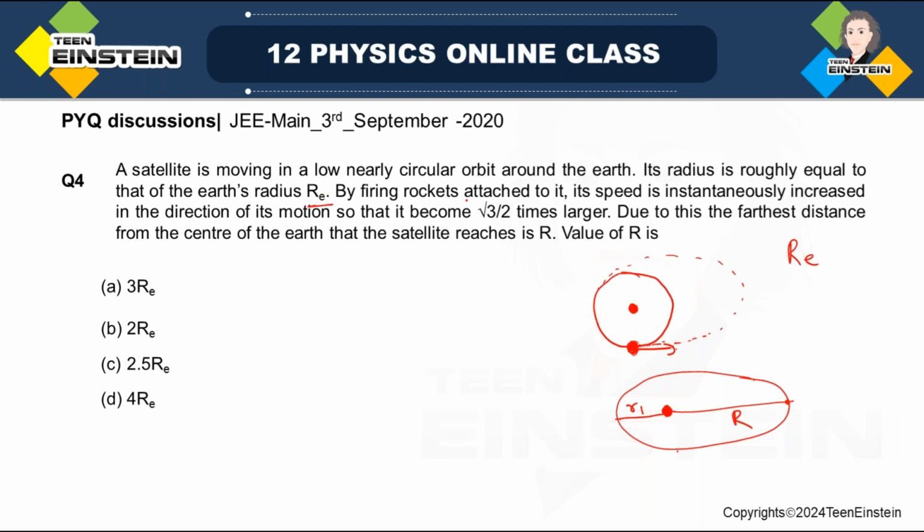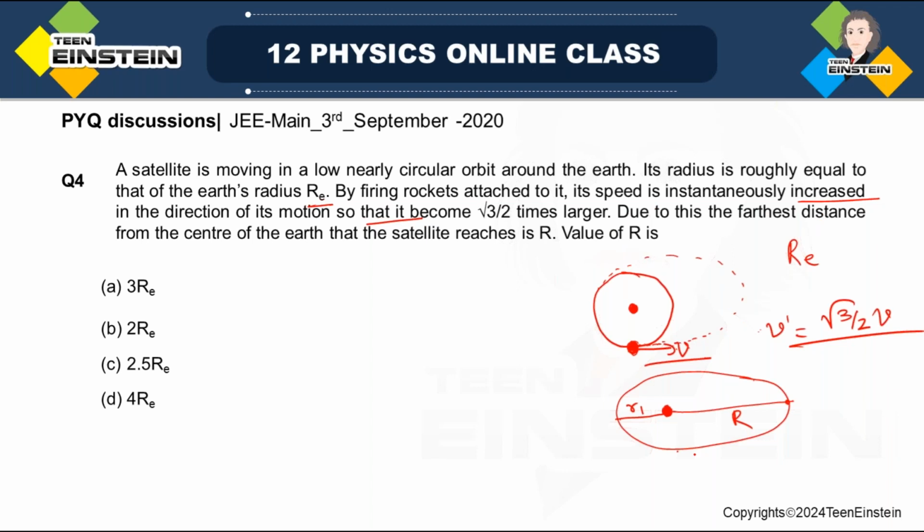RE. By firing rockets attached to it, its speed is instantaneously increased in the direction of its motion. So this is the direction of motion. Earlier, suppose it had orbital velocity v. Now the velocity has become v prime, which is root 3 by 2 v. This has been increased to this.